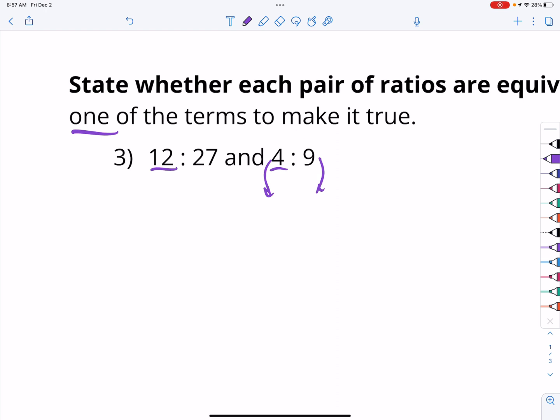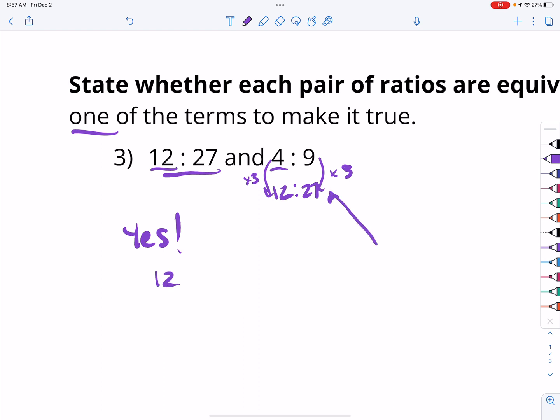And I know 4 times 3 is 12. So let's just see what happens if I do 9 times 3. So that would be 12 to 9. Oh, wait, that's wrong. Sorry, 12 to 27. And if you notice, that is our original, or our first ratio there. So yes. And this work right here, that would be sufficient to prove it.